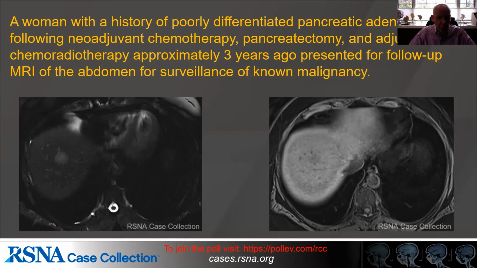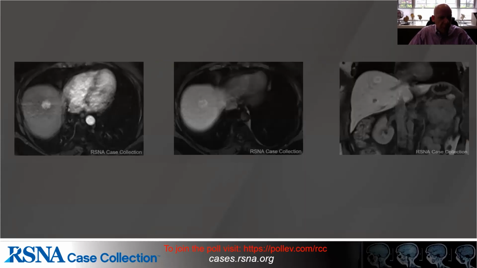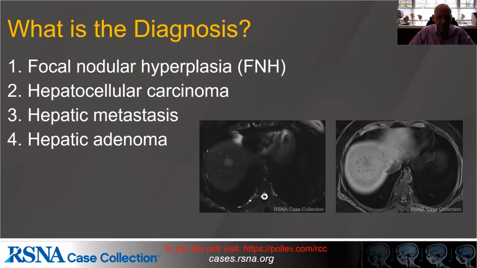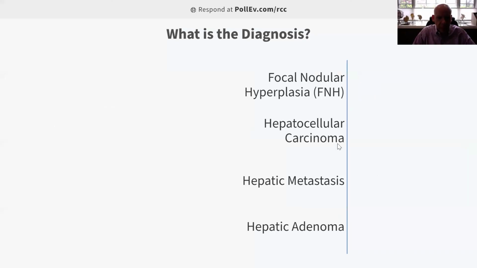The representative MR images here demonstrate a new focal finding in the liver. And then we have some additional axial and coronal images of the liver, multiphasic with contrast on board. And so what is the best diagnosis here? Is it focal nodular hyperplasia, or FNH? Is it HCC, hepatocellular carcinoma? Is this a new hepatic metastasis, or is this a hepatic adenoma? So go ahead and vote.